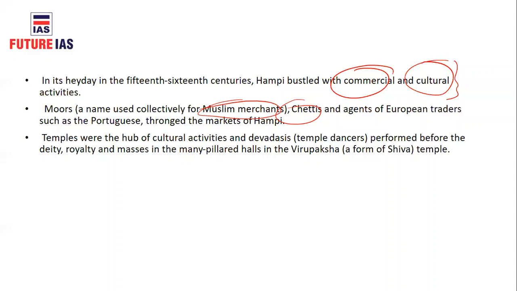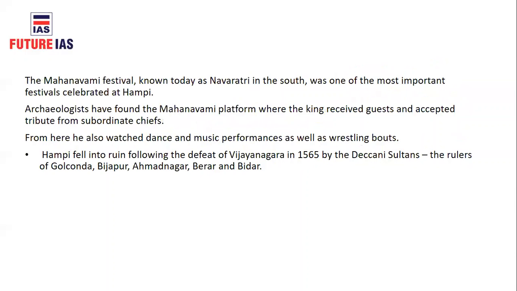So you can assume the type of commercial and cultural activities that were performed in the markets of Hampi, isn't it? The temples in Hampi were the hub of cultural activities. Lots of temple dancers, called Devadasis, used to perform dance before the deities, and some pillared halls were also formed in those temples.